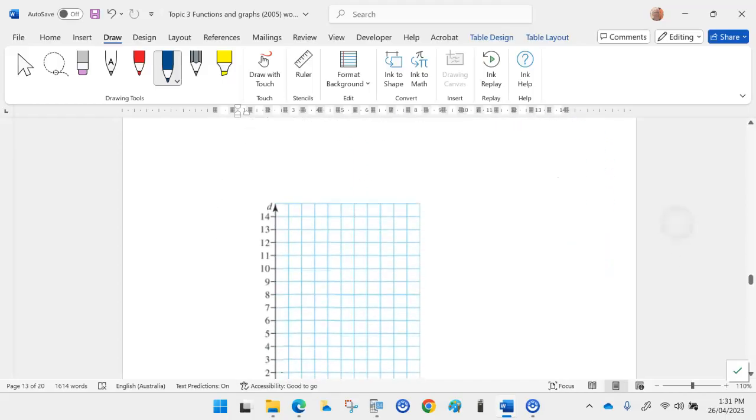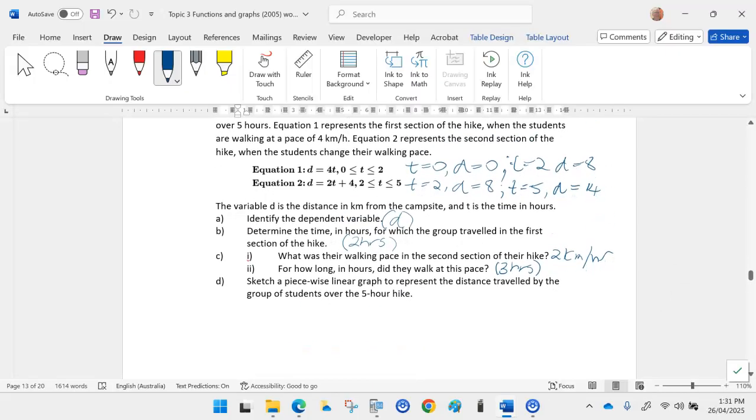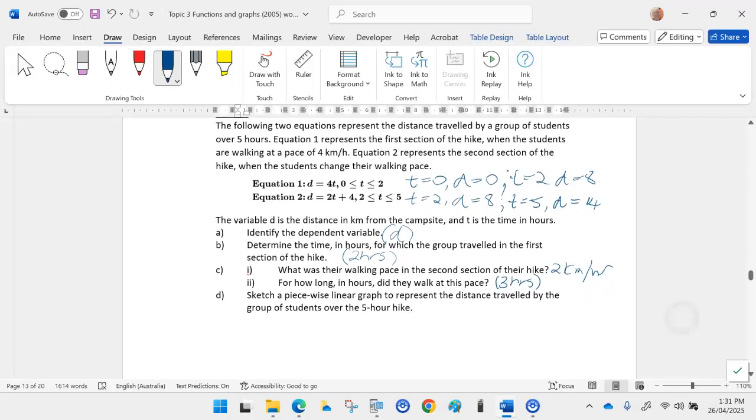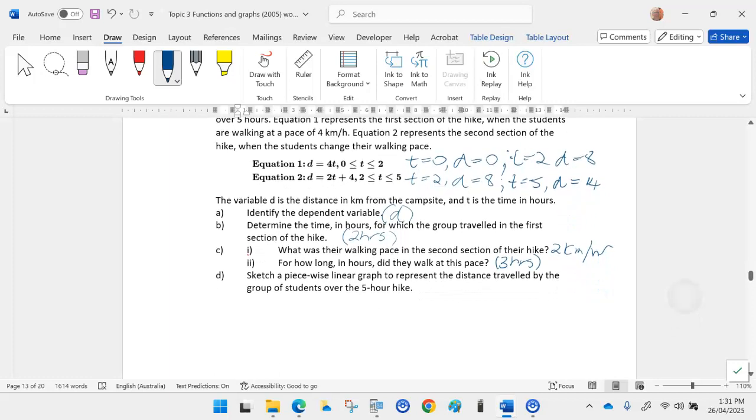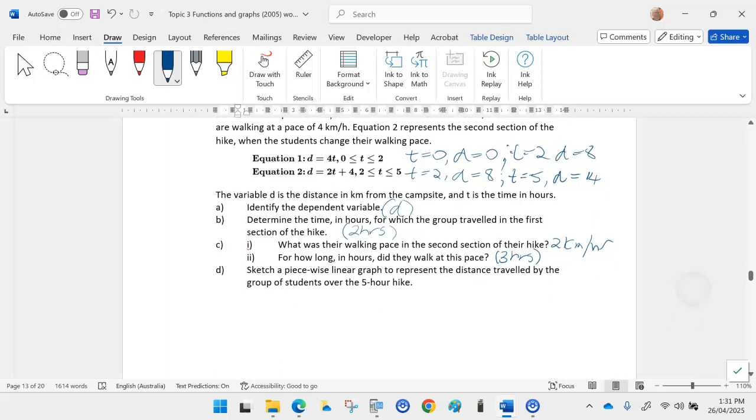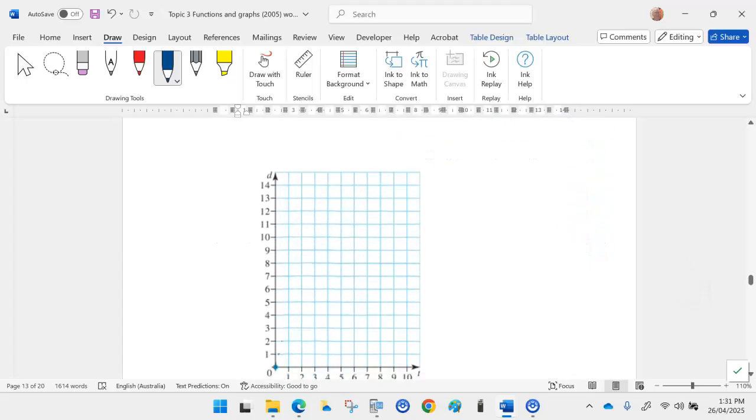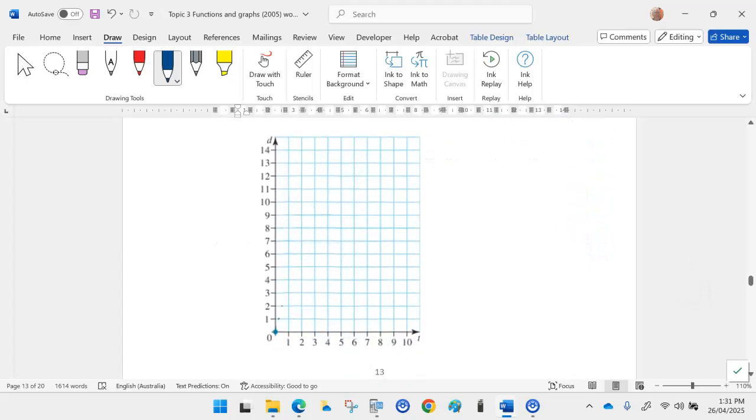All right, well, we know that they intersect at a point. Where do they intersect? They intersect at the point t is equal to 2. When t is equal to 2, for both of those graphs, they've travelled 8 kilometers altogether. So there's our point. Now for the first section between t is 0 and t is equal to 2, that's the straight line between the origin and that point there.